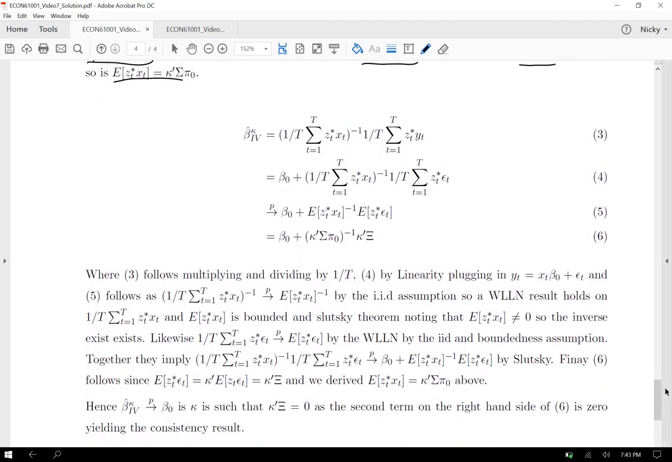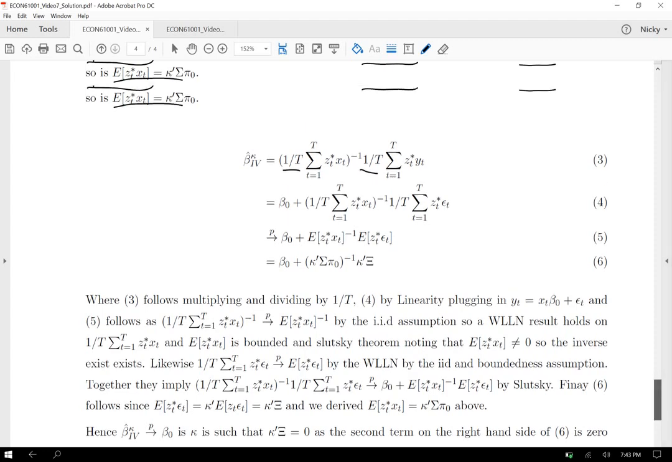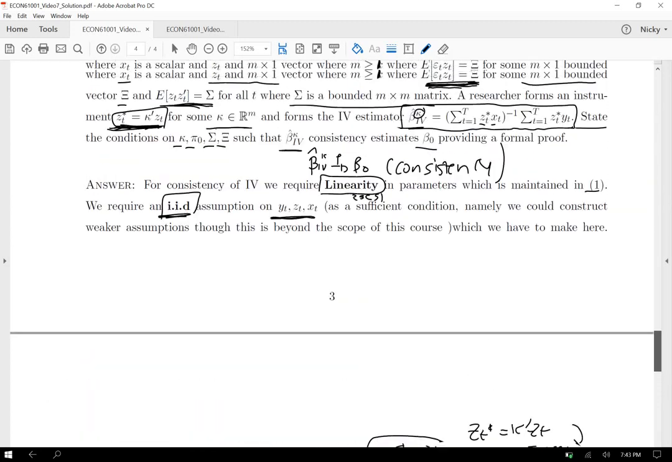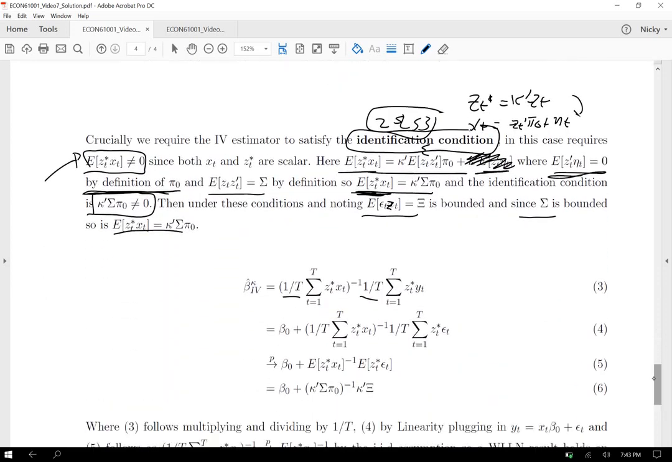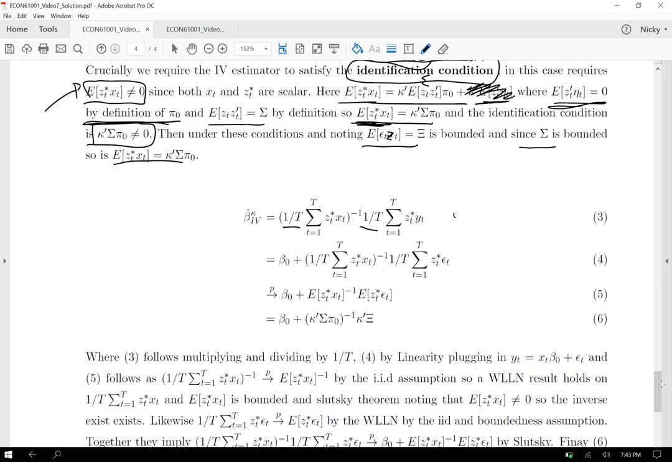Well, all we've done here is multiply and divide by 1 over t, and they'll cancel out. So all we've done in step 1 is take the definition and divide by t in here, and divide by t in here, and they both cancel out. So this is just standard. Then we plugged in yt. So if we plug yt in here, we have yt equals xt beta naught. So again, this is just standard. Plug in yt and expand it out.